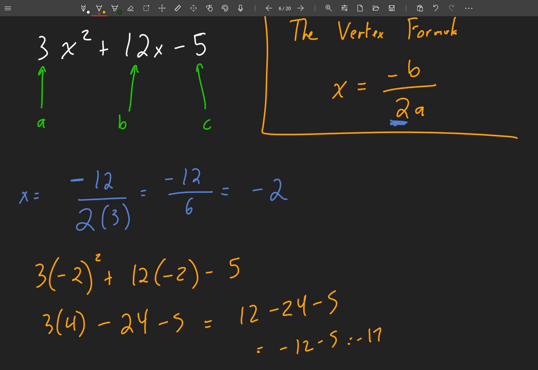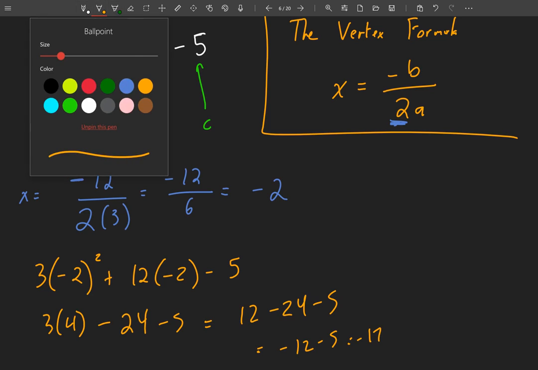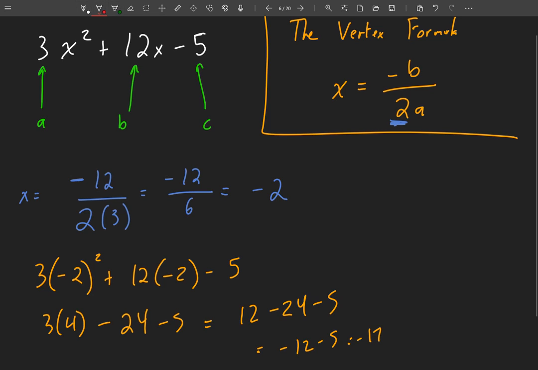Now, again, that's not the vertex either. The vertex is the combination of those. So the vertex, again, is a point. Remember, it looks like this. Here's the vertex. It's a coordinate. I need an x and a y. What is my x coordinate? It is the -2 that we found from our formula. And the y is the number that we got when we plugged that x coordinate in. So that's going to be -17. And that is all there is to finding the vertex of a quadratic.